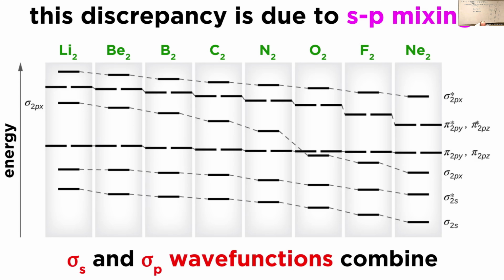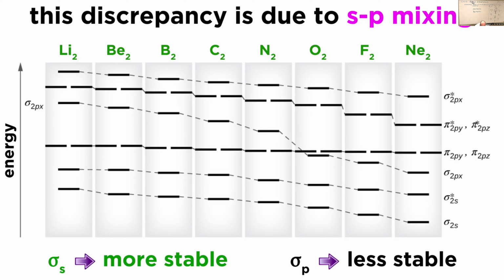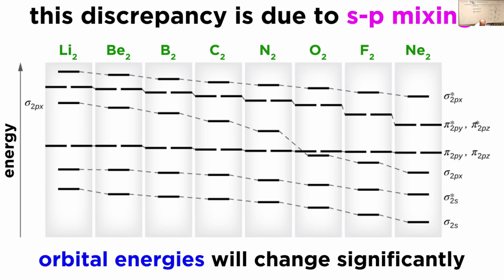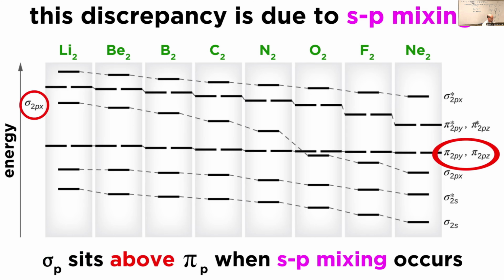This happens when the sigma s and sigma p wave functions combine in such a way that the sigma s orbital becomes more stable and the sigma p orbital becomes less stable. As a result, we see the sigma s and sigma s star orbitals going lower in energy and the sigma p and sigma p star going up in energy. So much so that the sigma p orbital now sits above the pi p orbitals.